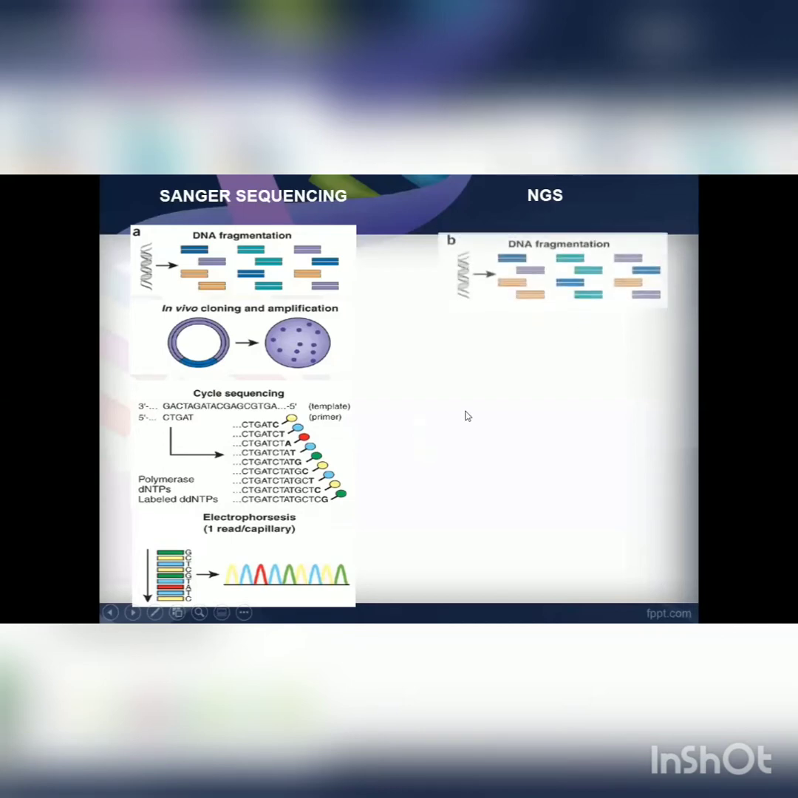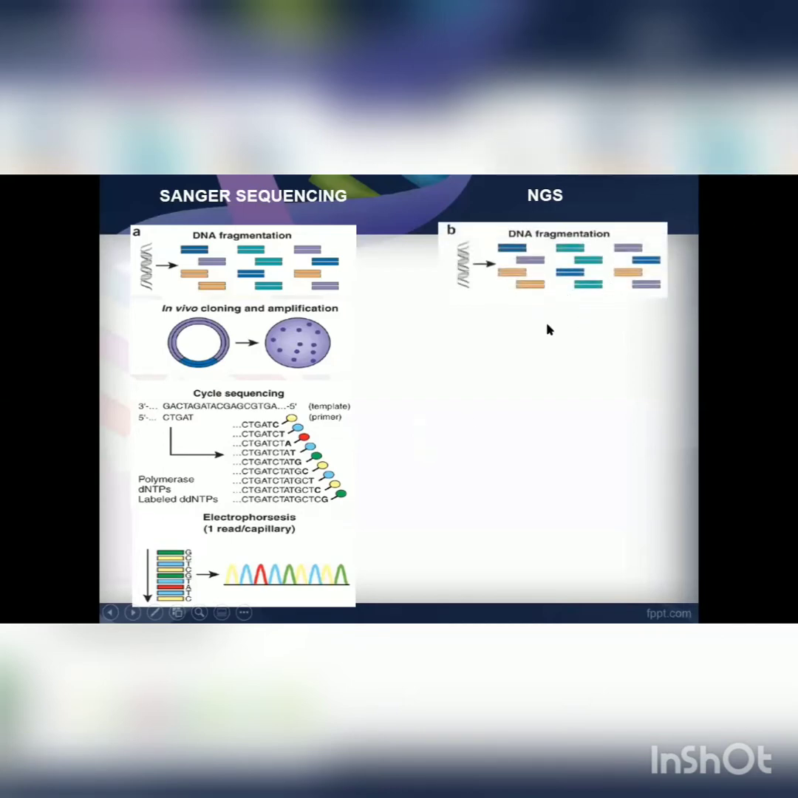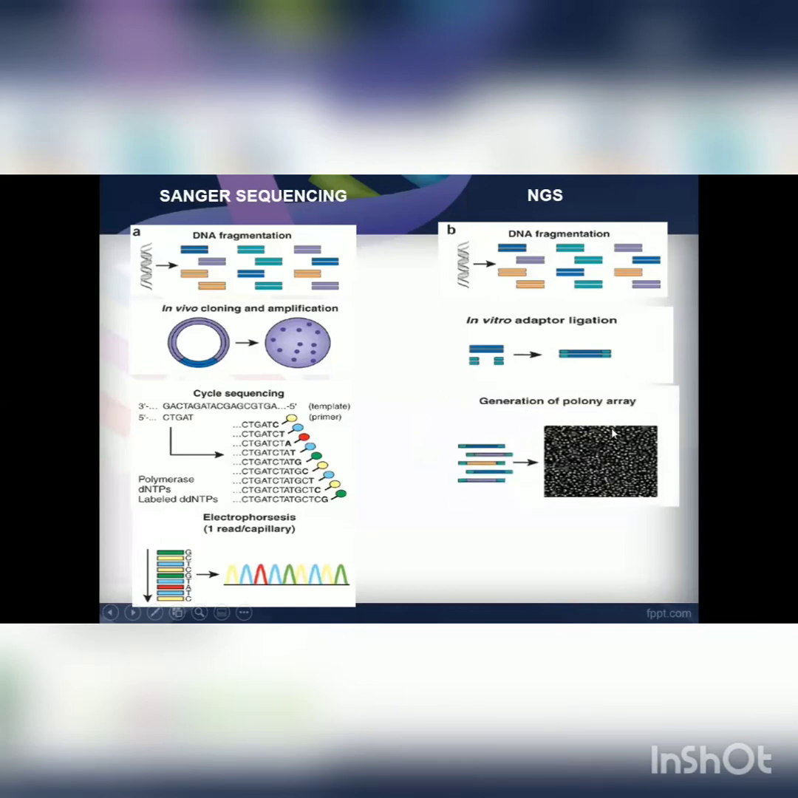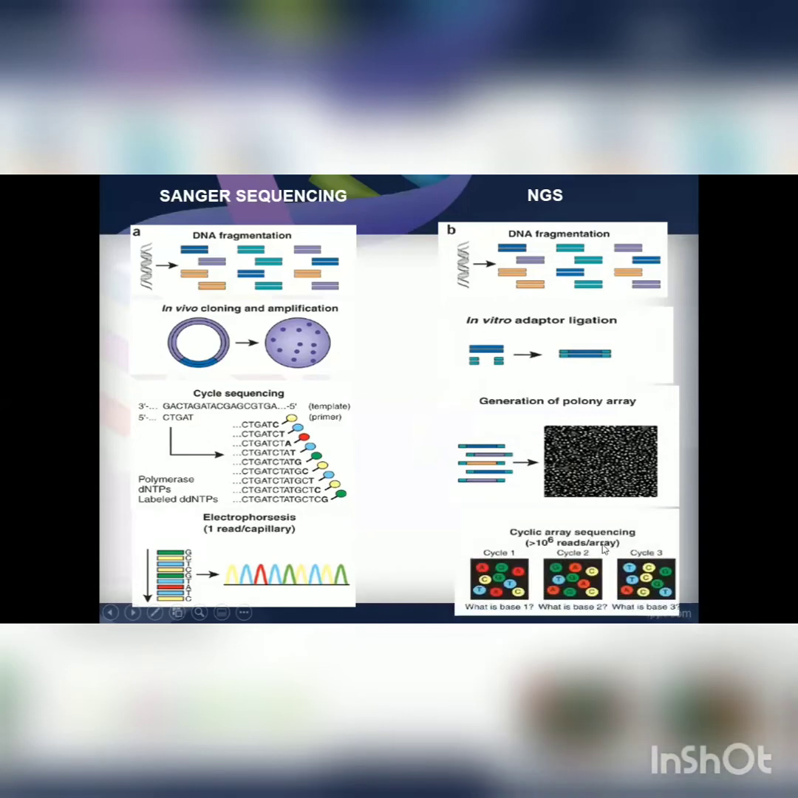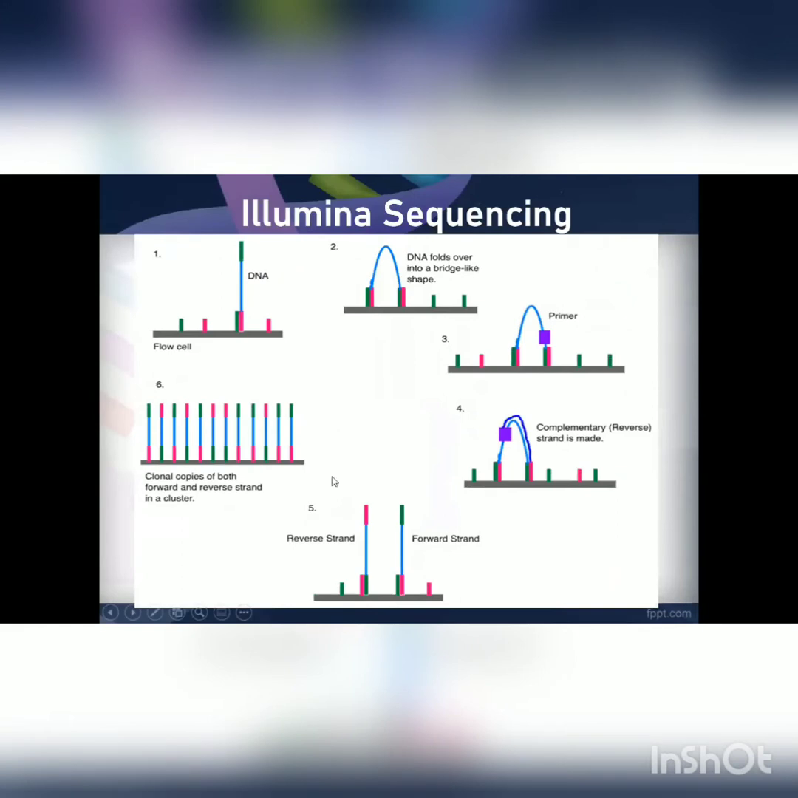Coming to NGS, here the DNA is fragmented, and then in vitro adapters are ligated to the ends of these fragments. Then there's the generation of a polony array, or the generation of clusters of DNA fragments. The last step is cyclic array sequencing. I will be explaining this in more detail in the next slides. So this is the Illumina sequencing principle, and this is a good representation of this principle.